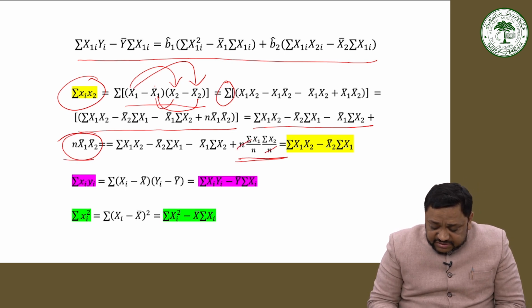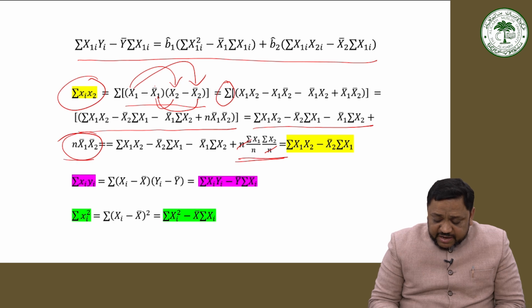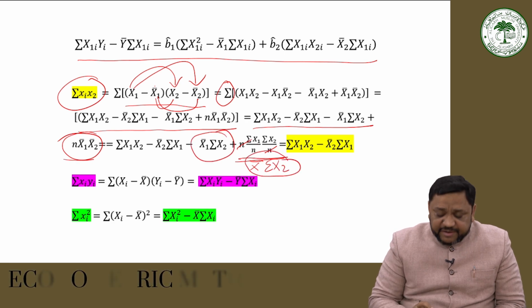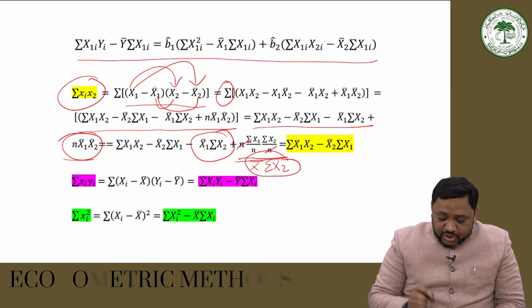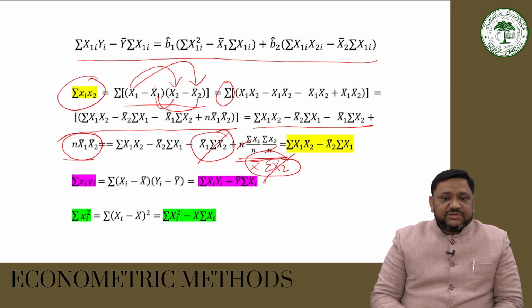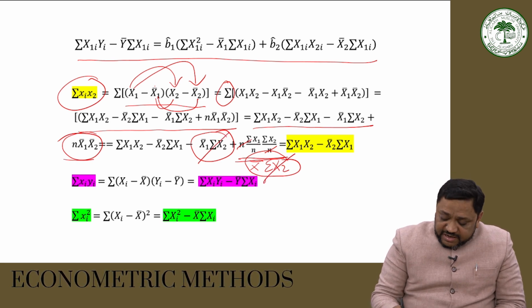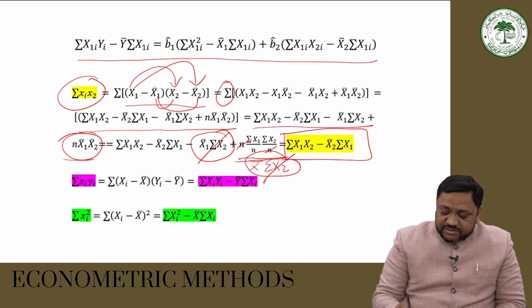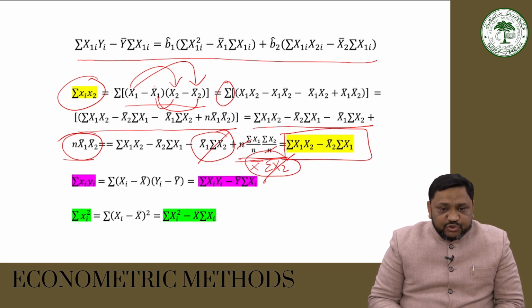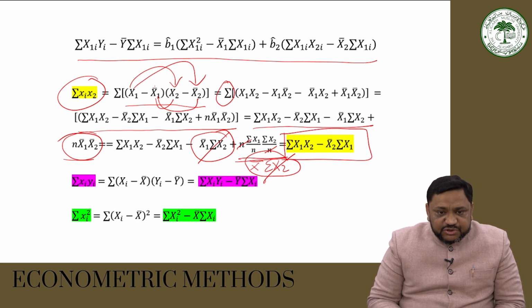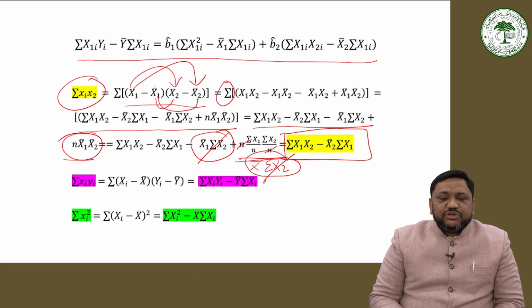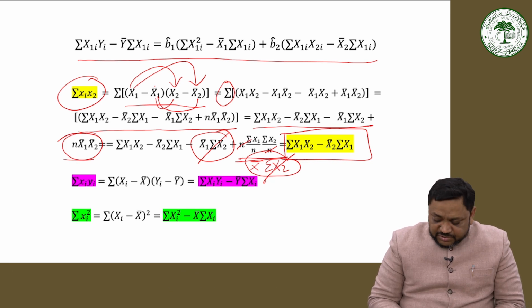Now what is left is x bar 1 times summation x2. So if you see, this term and this term are the same, so this and this cancel out. So finally we can write this as summation x1 x2 minus x bar 2 summation x1. All this is not in the deviation form, it's the normal x.